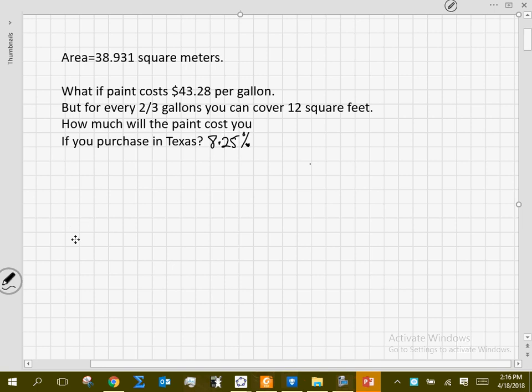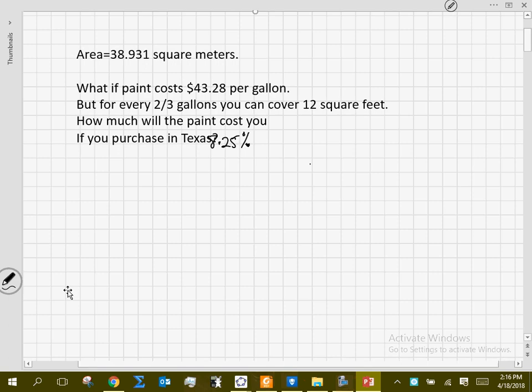Let's see if we can go through this and at least set it up, because I think we've got some time to do this. Right now, I have 38.931 meters squared, right? Wait, can we round that up to 40 or no? No, because I want the most precise penny possible.